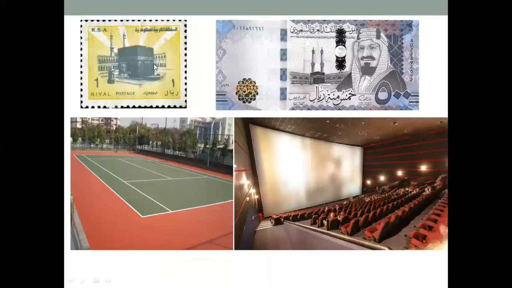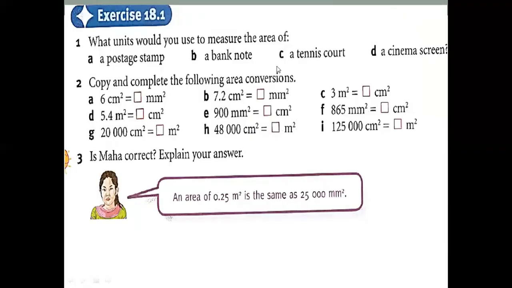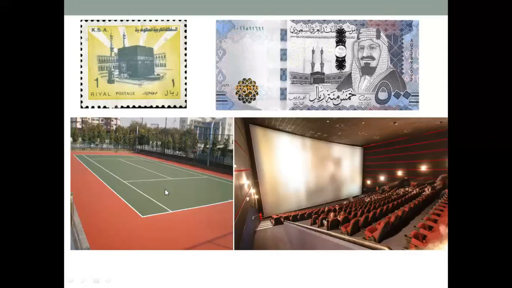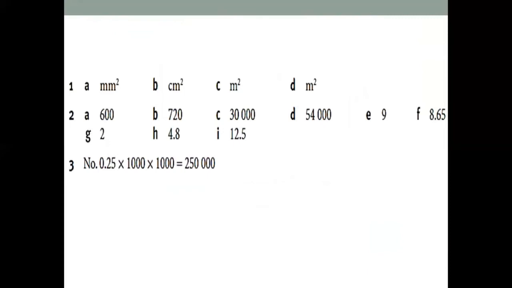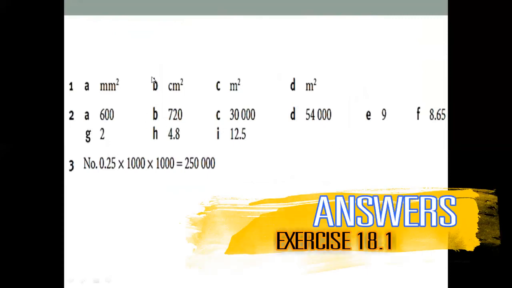Do you know what a postage stamp is? Here it is. Which unit are you using? Millimeter. If we are talking about a bank note, we use centimeter. For a tennis court, we use meter square. If you're talking about a screen, we are also talking about meter square. So here is your first answer: millimeter square, centimeter square, meter square and meter square.